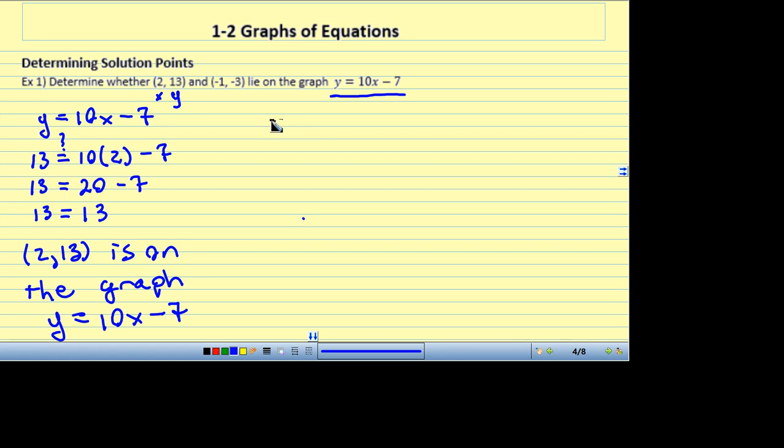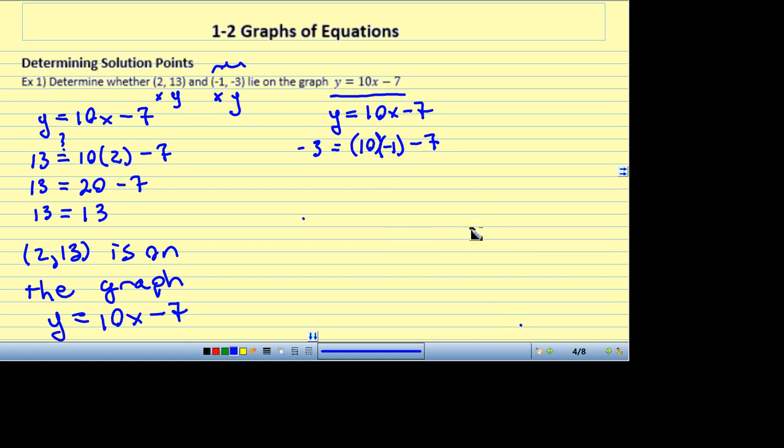Now, the next question right here is, is (-1, -3) on the graph? So, again, I'm going to label it x and y. I'm going to get my equation, y equals 10x minus 7. And I'm going to do exactly the same thing and plug it in. So I've got my x is -1. So it's 10 times -1, I'll put that in parentheses, minus 7. And does that equal -3?